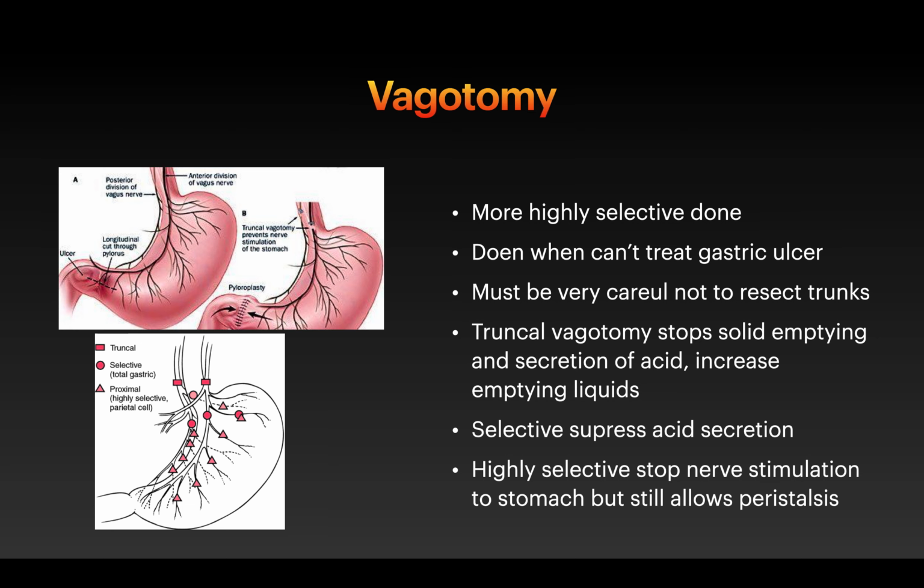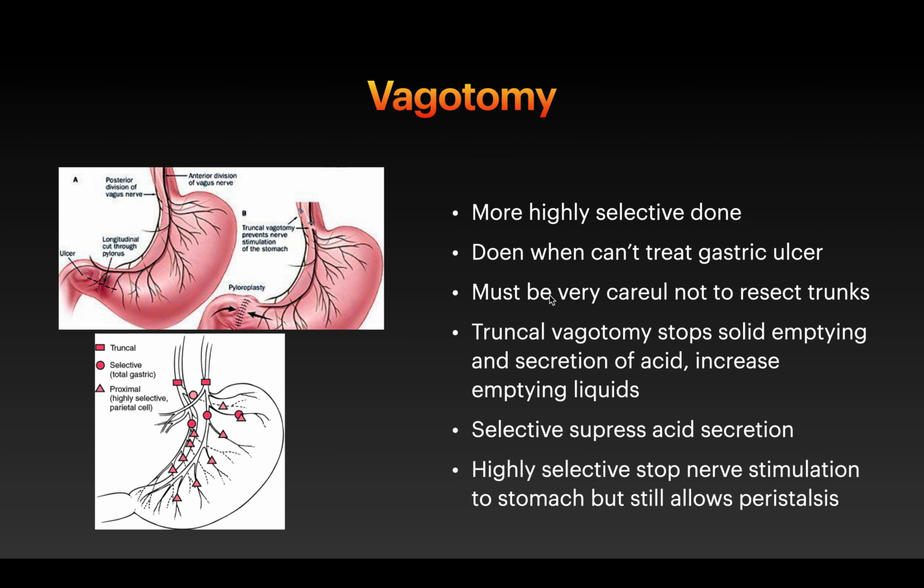Vagotomy is cutting the vagus nerves, the innervation. There's a couple different ones. The truncal is where everything's going to be gone, right? Selective is going to be cutting the vagus nerve innervation to the stomach, not all the surrounding structures. Proximal is going to be very, very selective.